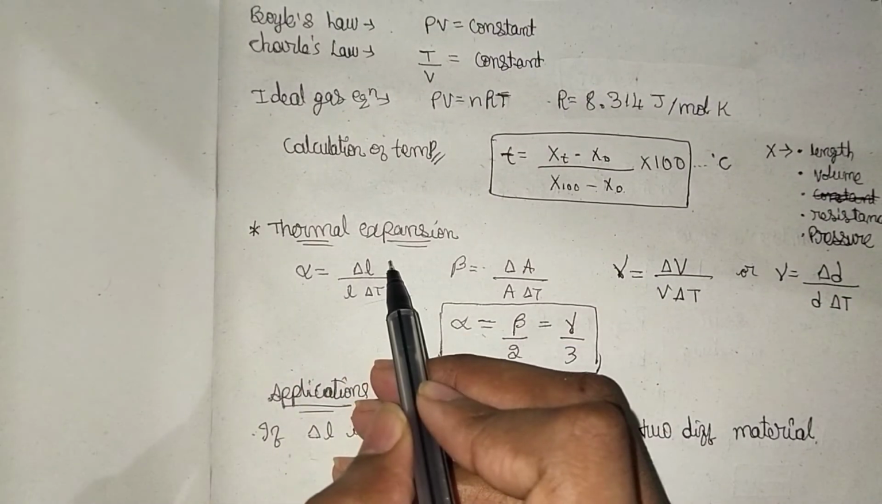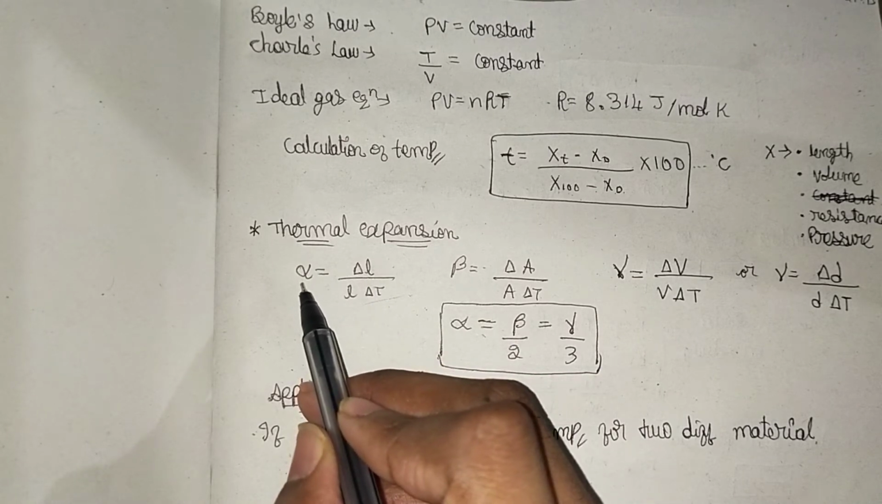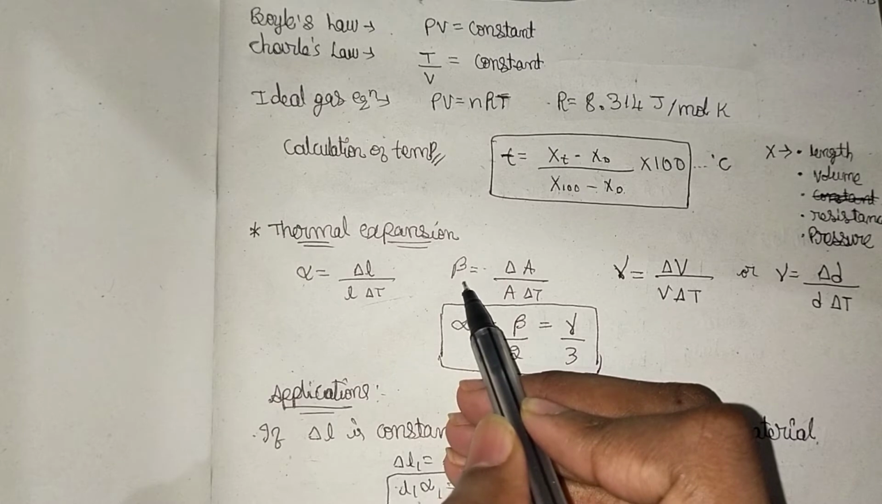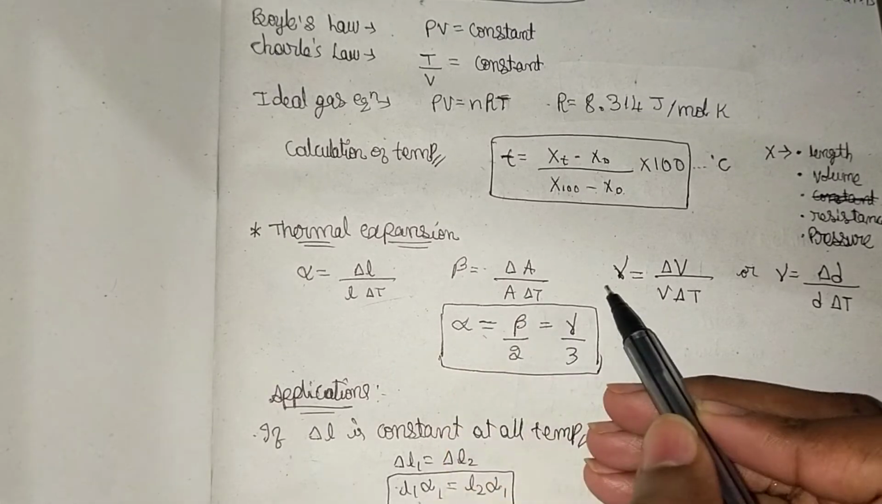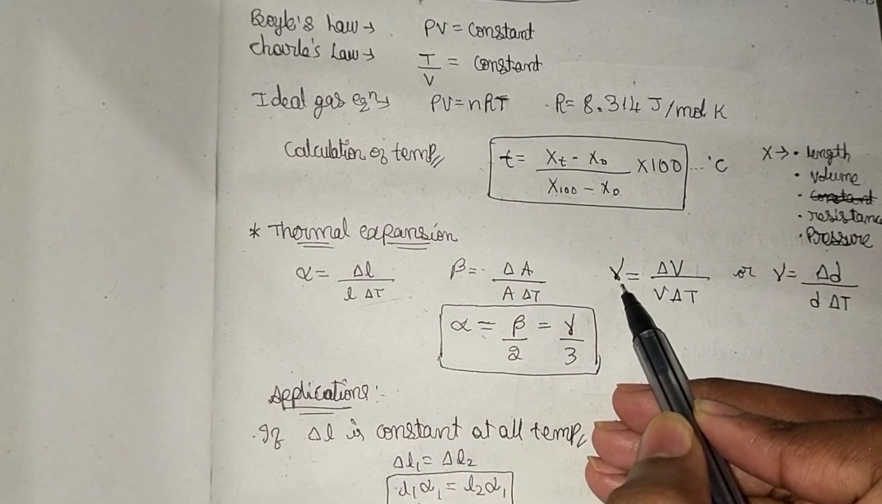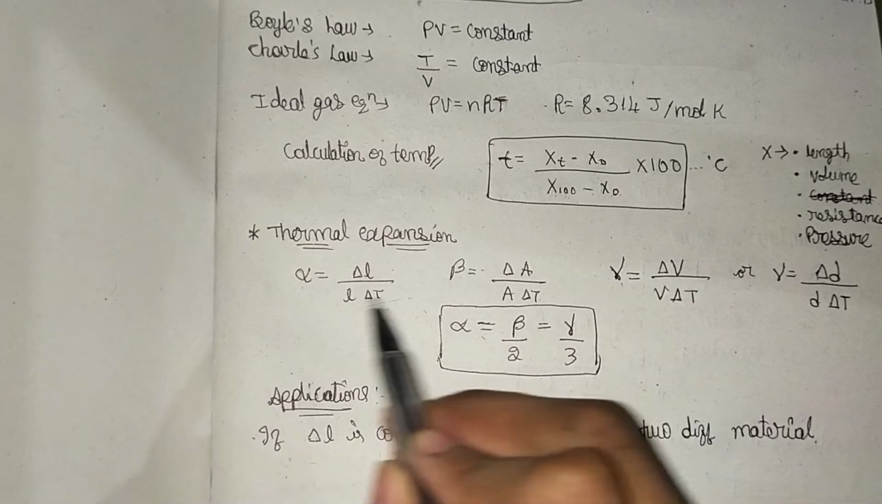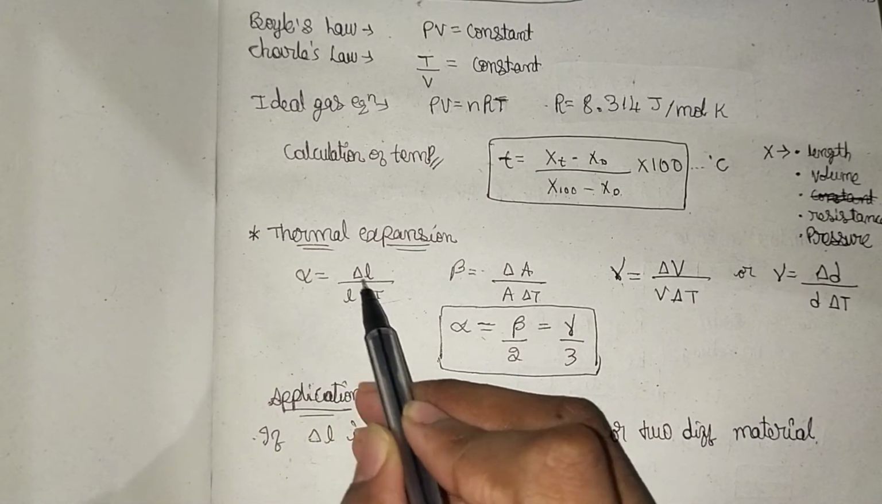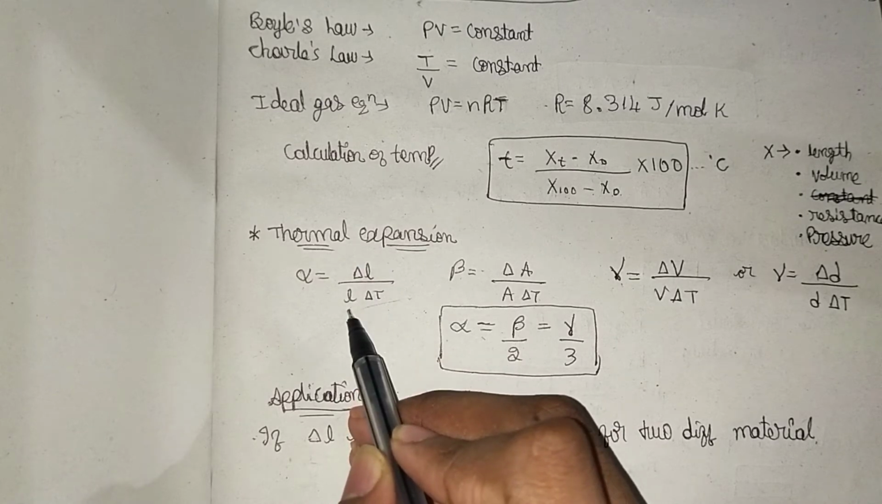Next, thermal expansion. Alpha is the coefficient of linear expansion, beta is the coefficient of areal or superficial expansion, whereas gamma is the coefficient of volumetric expansion. Alpha is given by delta L by L into delta T, where delta T is the difference in temperature, delta L is the difference in length, and L is the given initial length.